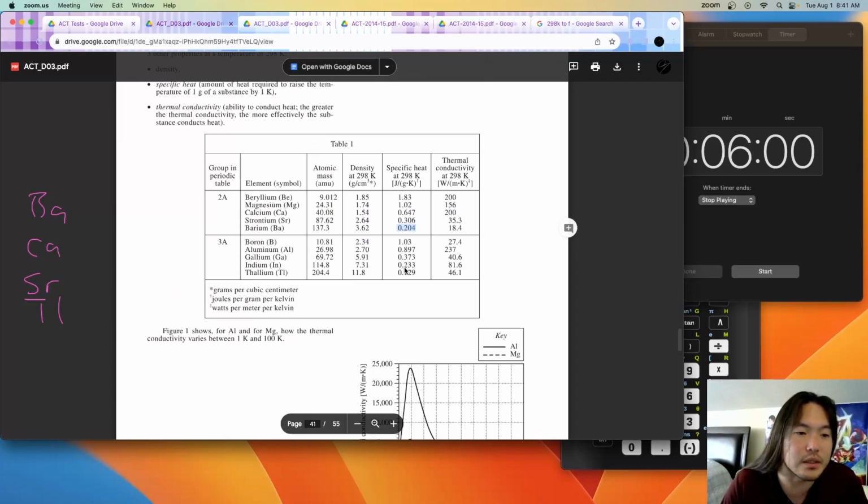This is the important one. 0.223. Barium is pretty close. Calcium is not super close. Strontium is close, but definitely barium is closer. And then we have thallium. This one's not close.